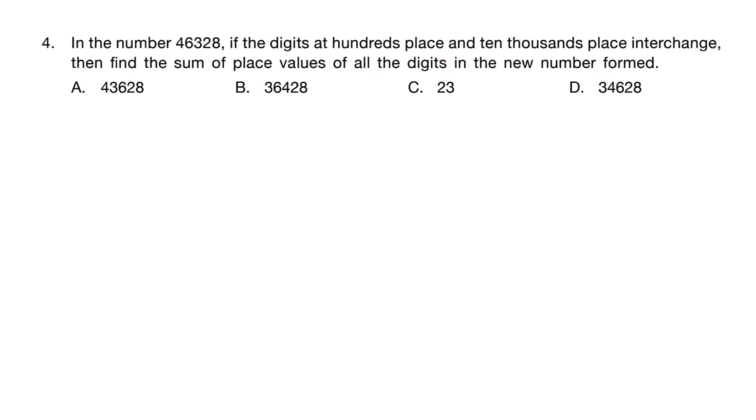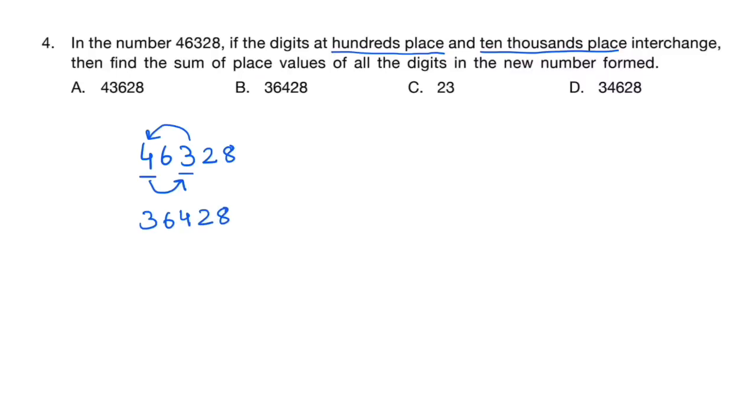Question 4. In the number 46,328, if the digits at hundreds place and 10,000s place interchange, then find the sum of place values of all the digits in the new number formed. The number is 46,328. Digits at hundreds place and 10,000s place are to be interchanged. So hundreds place and 10,000s place. When we interchange the digits, the new number formed is 3, 6, 4, 2, 8.